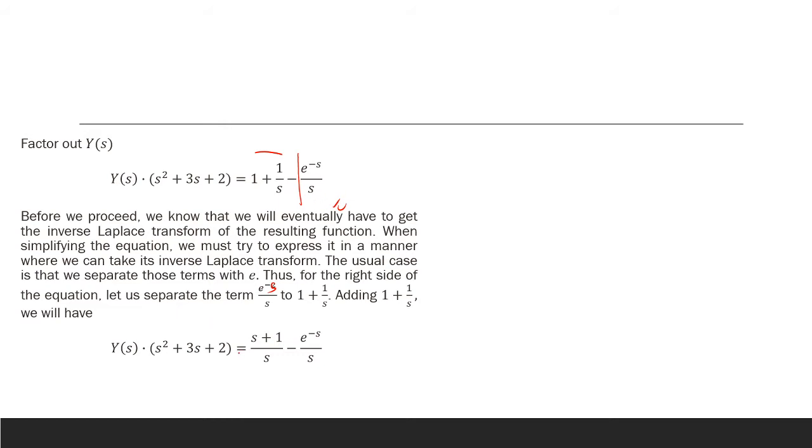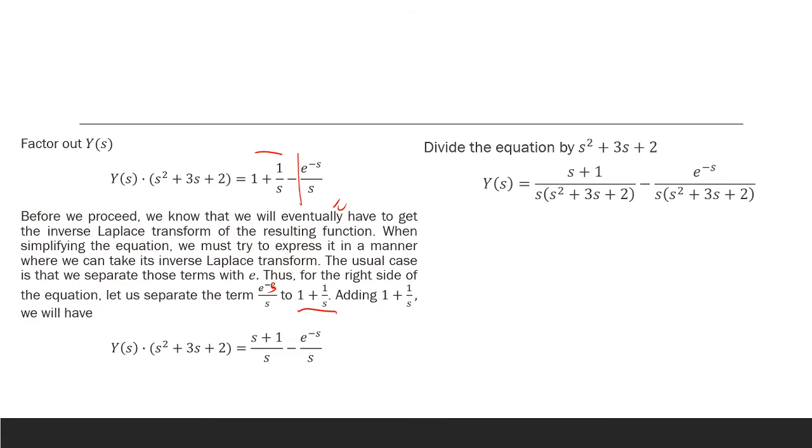So we will arrive, class, at an equation that is Y of s times s squared plus 3s plus 2 is equal to s plus 1 over s minus e raised to negative s over s. So pinagsama natin yung 1 saka 1 over s. Next is divide the equation para Y of s na lang yung makuha. We will have Y of s is equal to s plus 1 over s times s squared plus 3s plus 2 minus e raised to negative s over s times s squared plus 3s plus 2. So that is already our Y of s. So if we want to get our y of t, we just need to get the inverse Laplace transform.